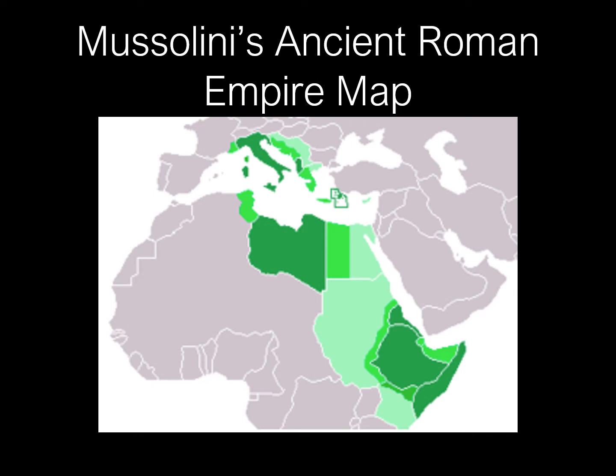Generally, this is the map of the territory Mussolini wanted Italy to have. Dark green was the original Italian territory, and the lighter green were territories they wanted to add.